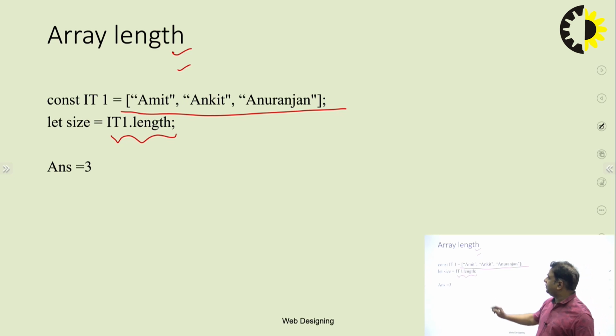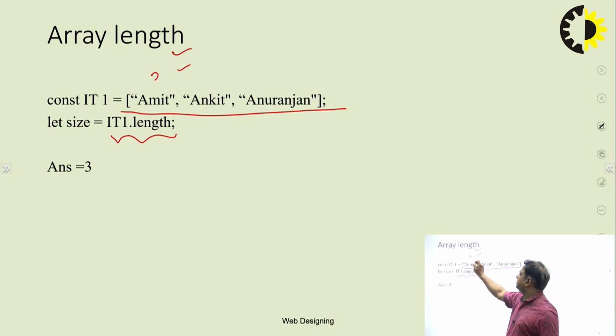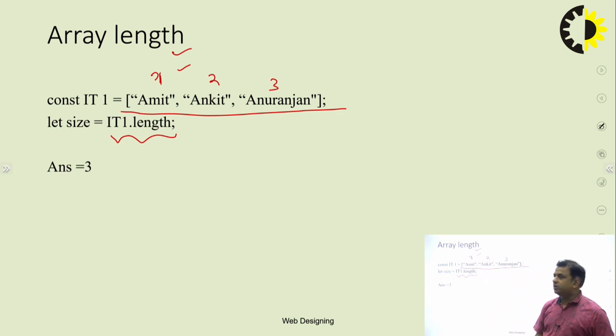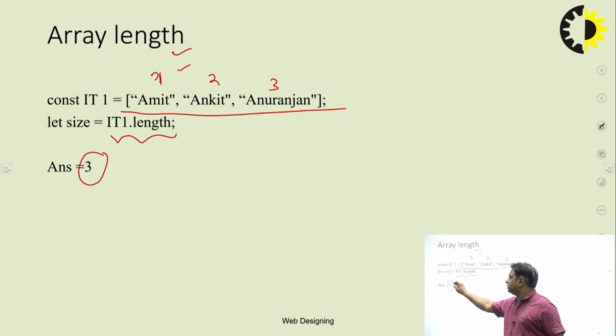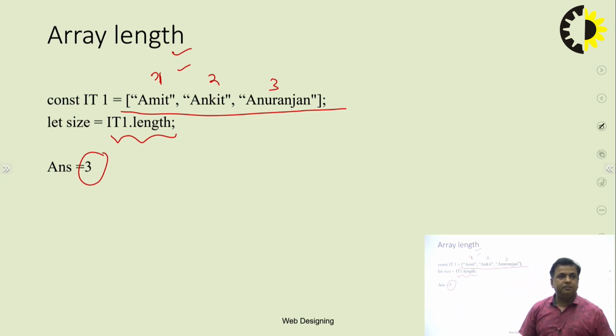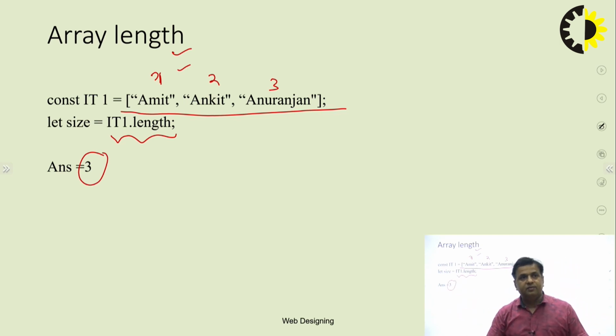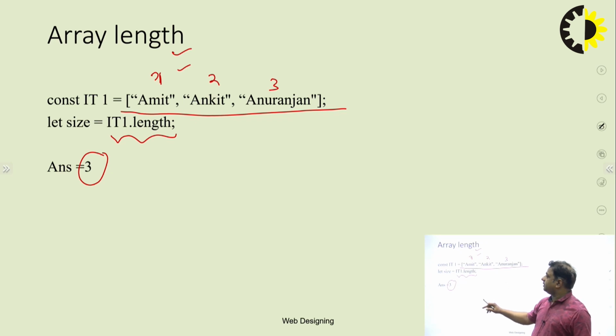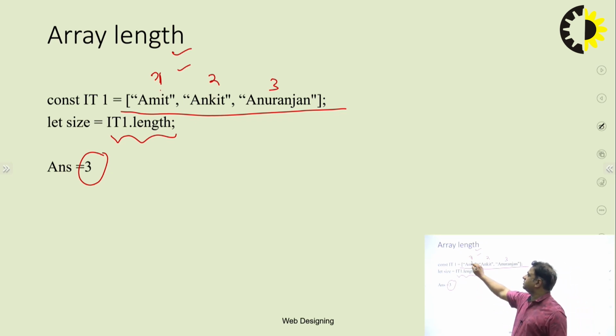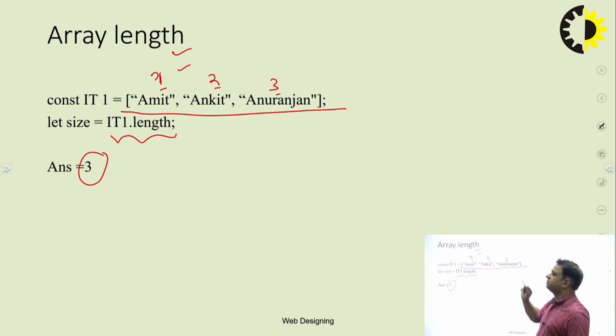So the length will be 1, 2 and 3. So the total number of elements equals 3. So the length is 3, but here is a confusion between the length and the index. Index starts with 0, but if I am counting the length, then I will start with 1, 2 and 3, right?